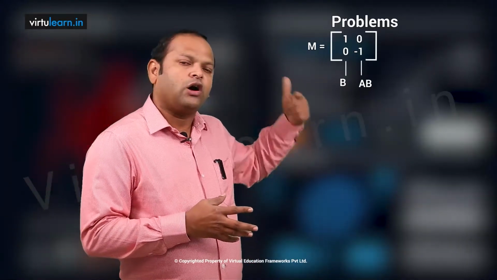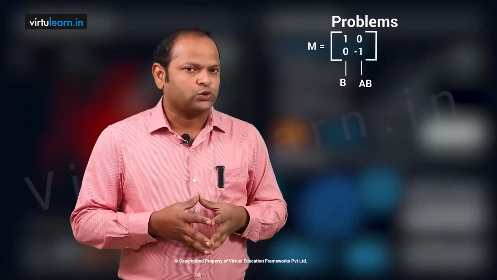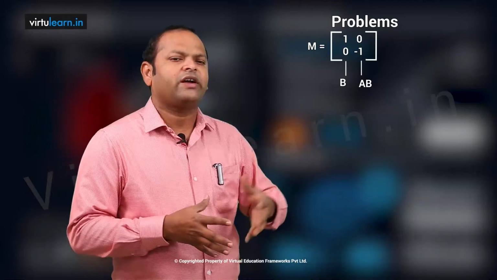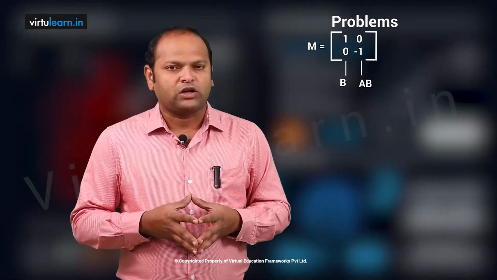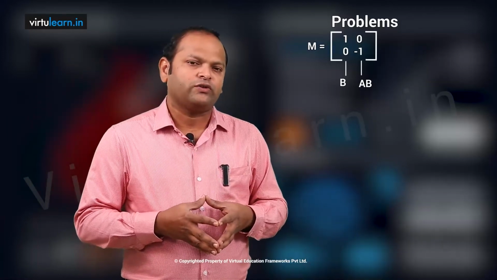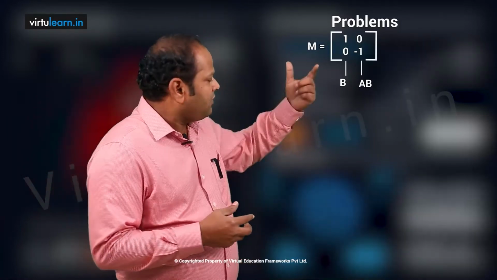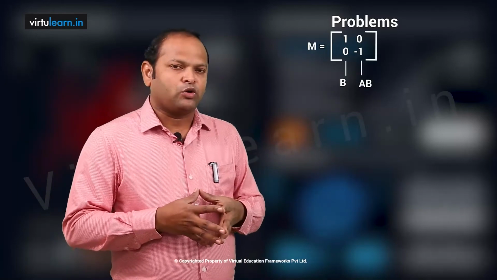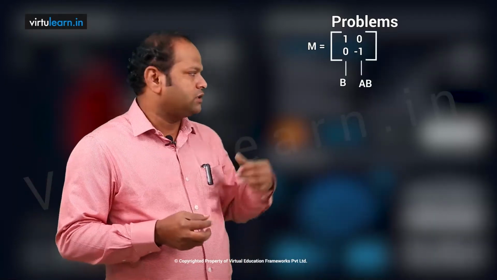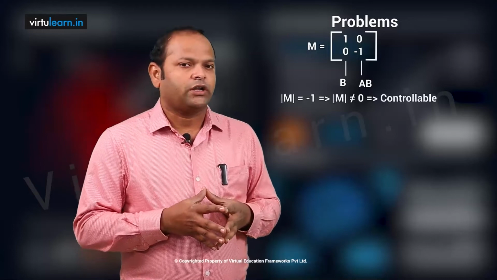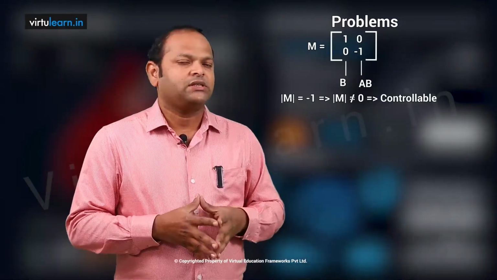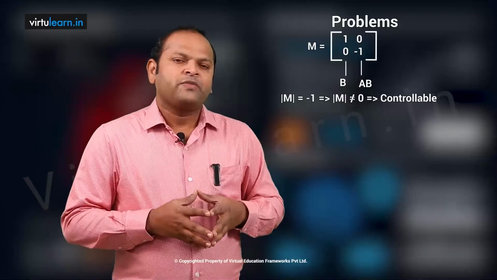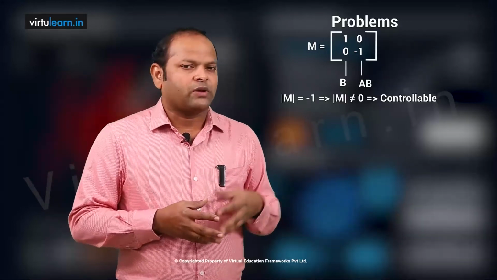Then what I can do is check whether the rank of this matrix is equal to the order of A, which we know is 2. Otherwise, find the determinant of it. Whether it is equal to 0, it is uncontrollable; if it is not equal to 0, it is controllable. If you find AD minus BC for the simple 2 by 2 matrix M, it is going to be minus 1, which is not equal to 0, so it is not singular, which means this particular system is completely controllable.